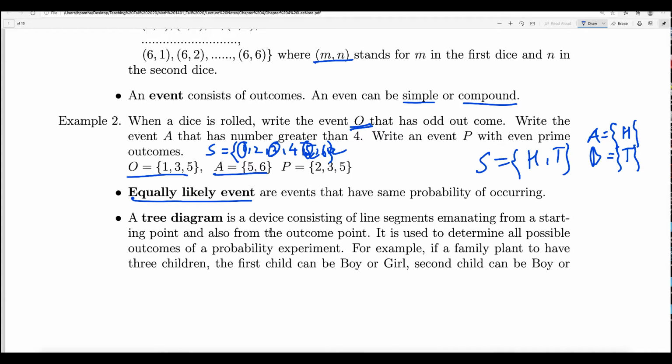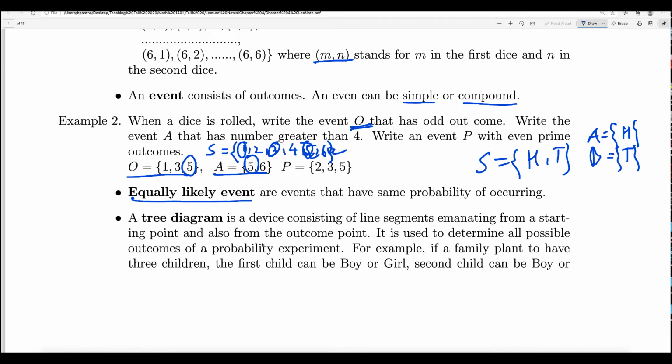Now, let me talk about whether events are joint or disjoint. Look at this: event O and event A are joint because 5 is common to both of these, right? And similarly events O, A, and P are also joint because they all have 5 in common.